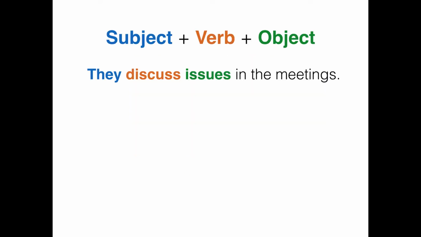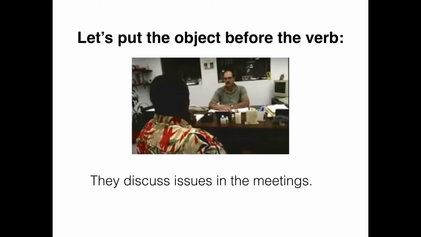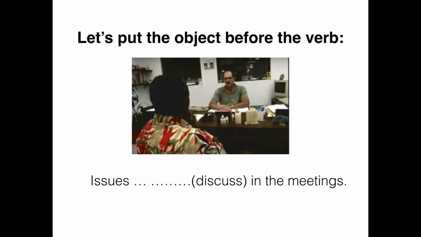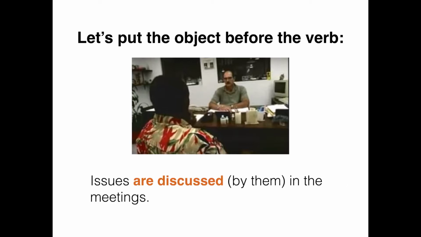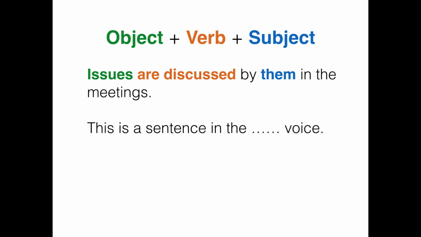So a sentence with the word order subject plus verb plus object, well, this is a sentence in the active voice. But what if we put the object before the verb? Well, that would mean that we put the object "issues" at the beginning of the sentence, and to complete the sentence, we need to write "are discussed by them in the meetings". So a sentence with the word order object plus verb plus subject, well, this is a sentence in the passive voice.